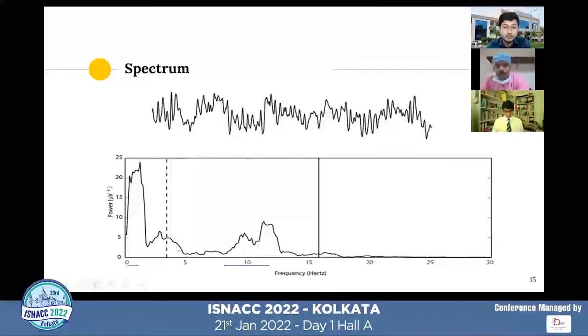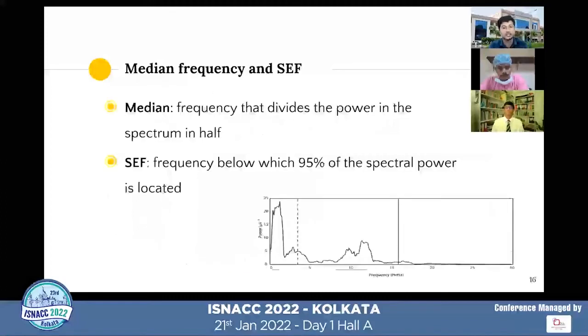From the spectrum, we get two other values. The solid vertical line is the spectral edge frequency 90, that is, 90% of the frequencies are below this particular frequency. The other one is the median frequency, which divides the spectrum into two halves. Basically, if the SEF is low and the median frequency is low, this implies that the depth of anesthesia is more.